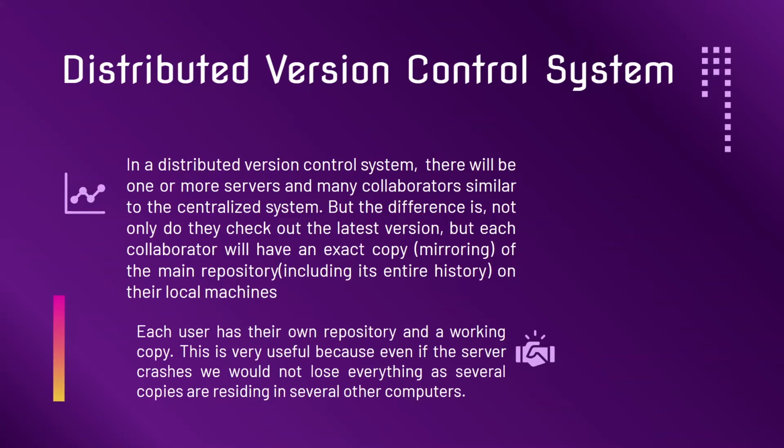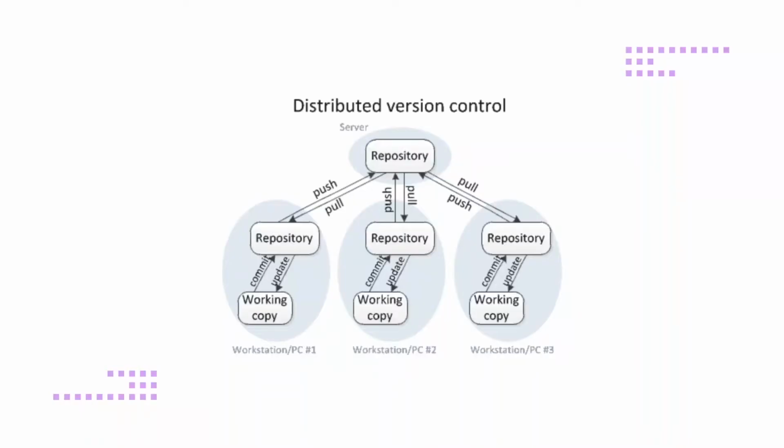So we have two version controls here: a local version control and a central version control. Together it is called a distributed version control system. Each user has their own repository and a working copy. It is very useful because even if the server crashes, we won't lose everything, as several copies of the project will be residing on several other computers. So if the server crashes, you still have your own copy, your friends have their own copies, and even if your PC crashes, your friends would have a copy of the project. So this is the overview of the distributed version control system.